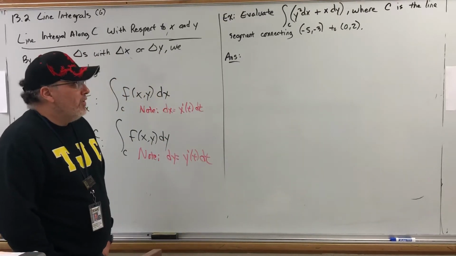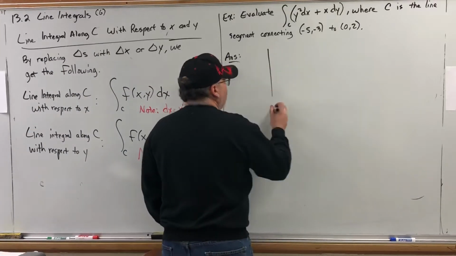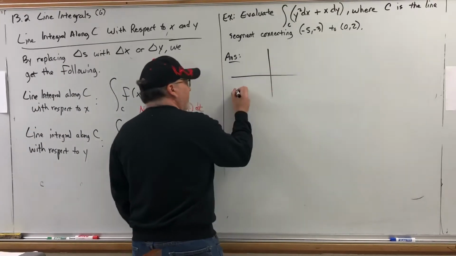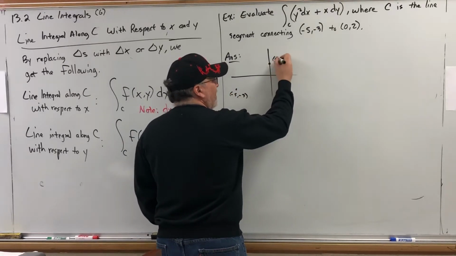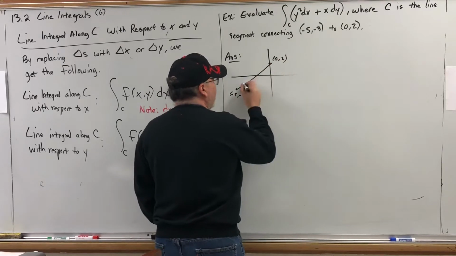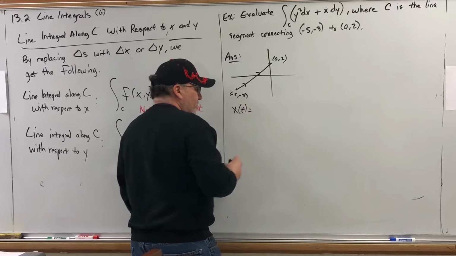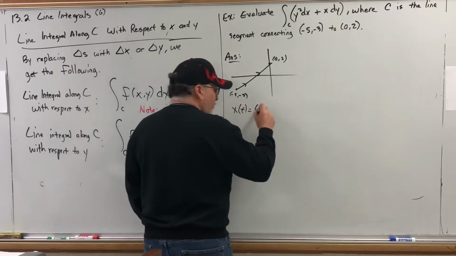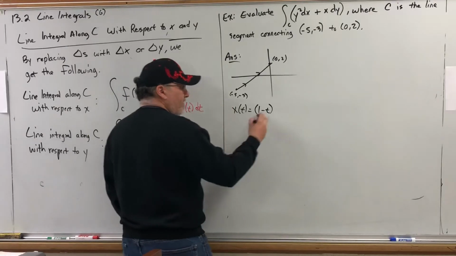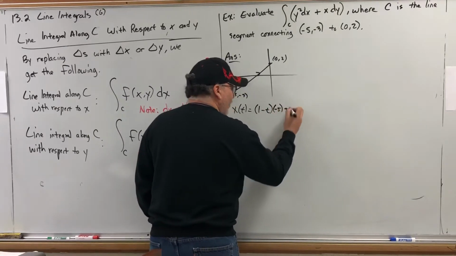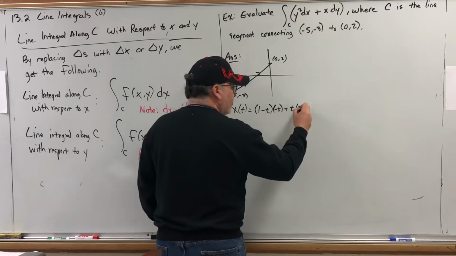As usual, the hardest part here is the parametrization, which really isn't too terribly hard. Let's go ahead and sketch this. (-5, -3) is back here in quadrant 3. (0, 2) is on the positive y-axis. And if we connect them in that order, then we can parametrize this by saying x of t equals 1 minus t times the initial x-coordinate of -5 plus t times the terminal x-coordinate of 0.